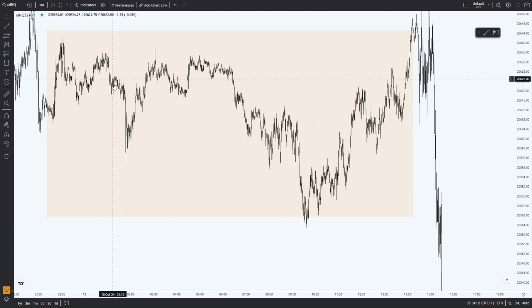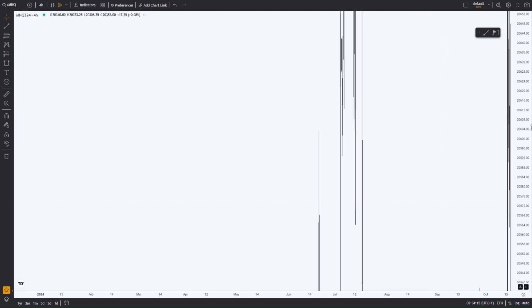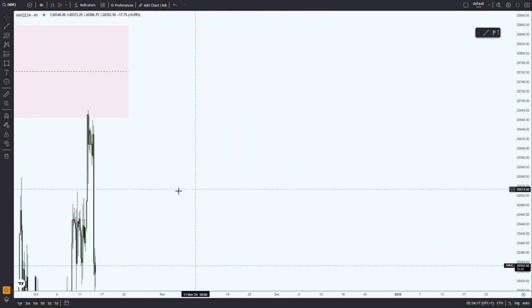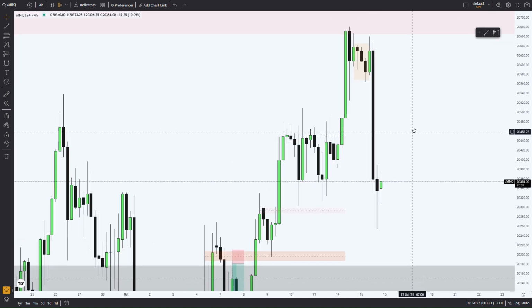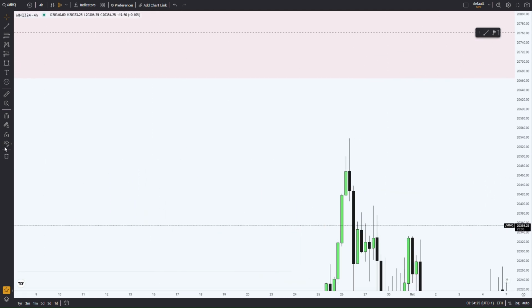But you still can't call it consolidation. This is a consolidation. This is bearish. This is bullish. This is consolidation. But all of this is a consolidation in the 4 hour, as you can see here. That's why I like using boxes, so you can understand some things.